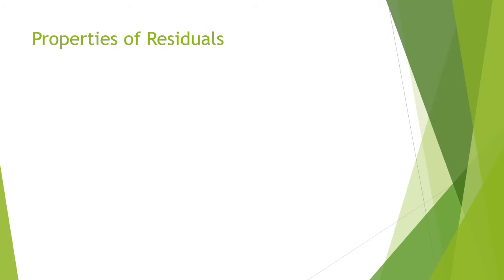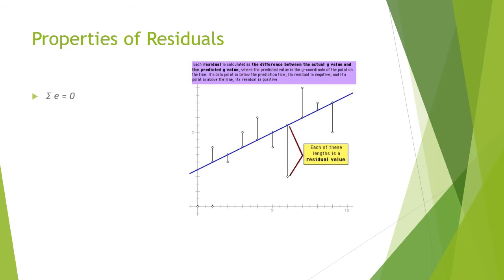Next, we will be looking at a few of the properties of residuals. The first property is that the sum of the values of all of the residuals will ultimately equal 0. That's to say that this value, which is negative, plus these values and these values, which are positive, will ultimately give you the value of 0.